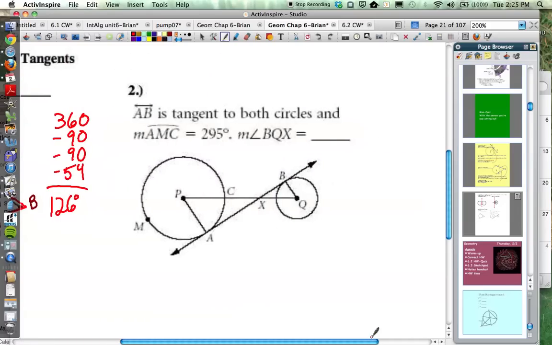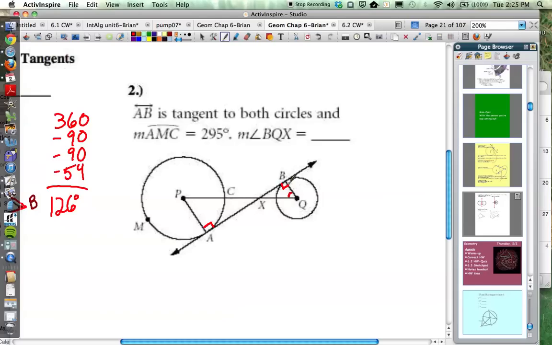Looking at problem number 2, it says that line AB is tangent to both circles, and arc AMC is equal to 295 degrees. Find the measure of angle BQX. So we're looking for this angle right here, which would be BQX. So let's see, what do we know? Well, think back to the last problem. Again, this tangent line is going to be perpendicular to the radius drawn to the point of tangency. So we know that's 90 degrees. And on the other circle, we also know that's 90 degrees. That is one of our conjectures from today.